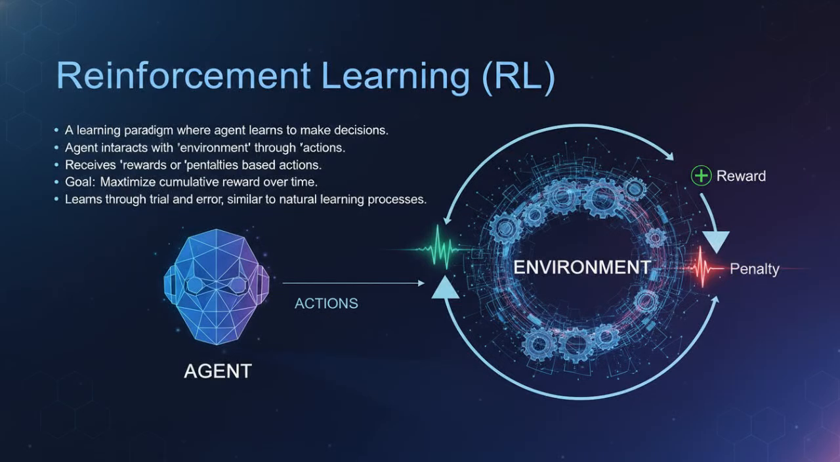Welcome to our deep dive into reinforcement learning, often abbreviated as RL. At its core, reinforcement learning is a powerful paradigm within artificial intelligence where an agent learns to make optimal decisions by interacting with an environment. Unlike supervised learning, which relies on labeled datasets, or unsupervised learning, which finds patterns in unlabeled data, RL operates on a principle of trial and error, much like how humans or animals learn.